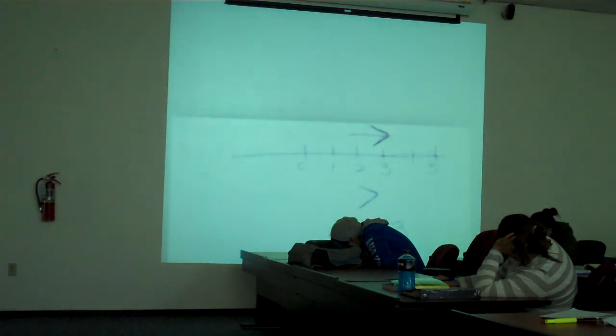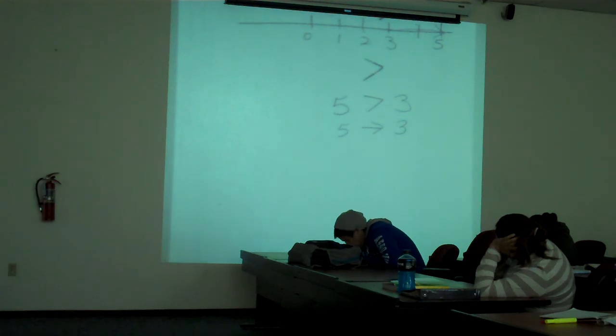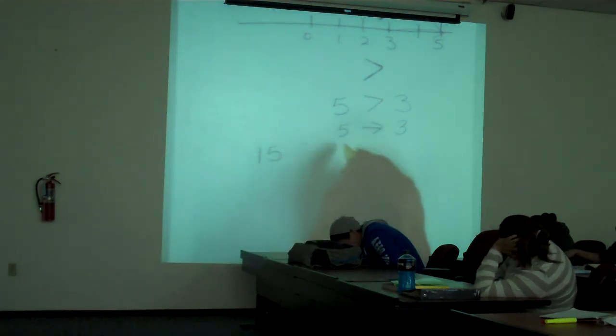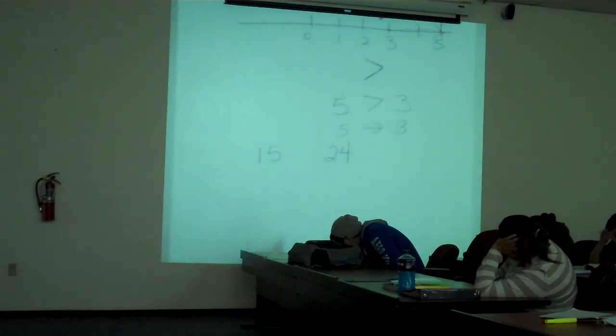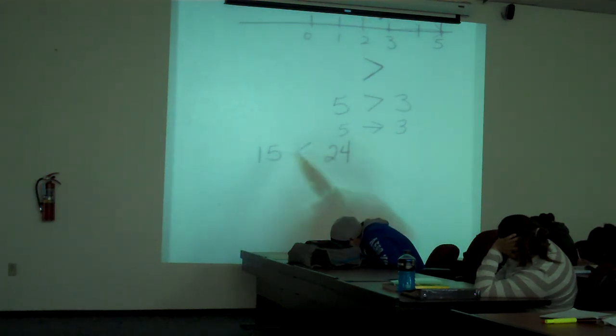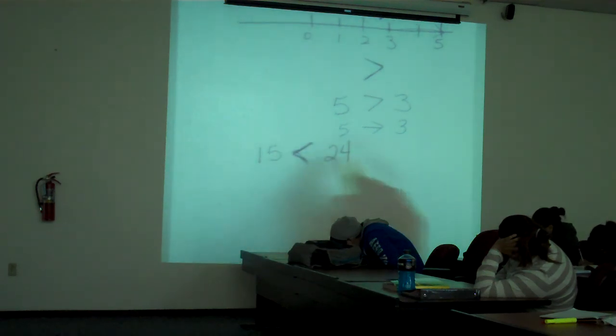That'll help you when you get to negative numbers later to look at it this way. Okay, so you just have to put the symbol on there. If you have a number like 15 and the number 24. 15 is which direction? It's that direction on the number line. This is the less than. 15 is less than 24.